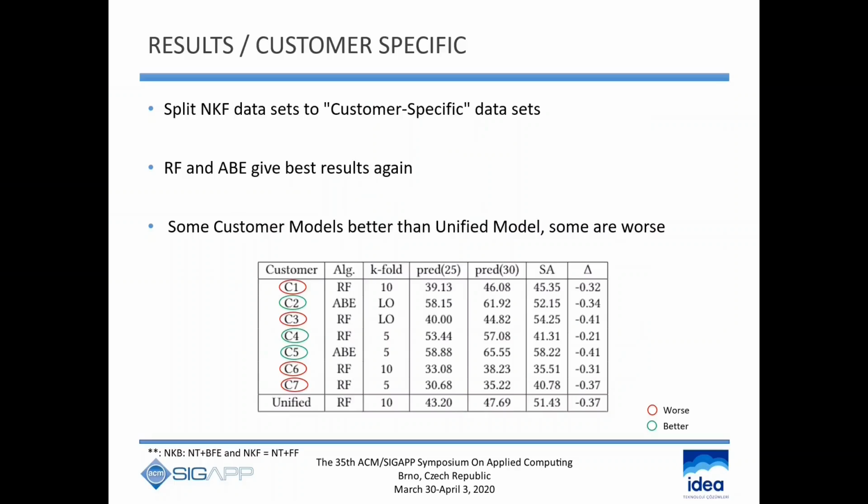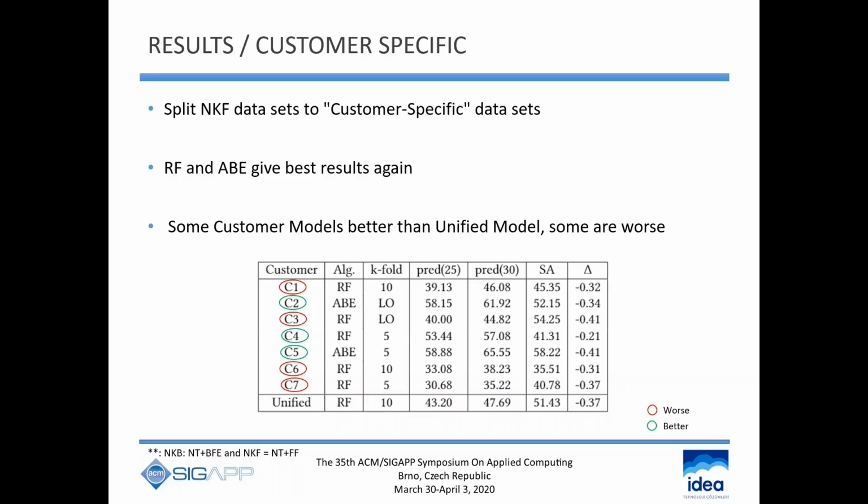We also built customer-specific models. Our purpose here is to make specific prediction models for each individual customer. They are trained only by their customers' requests. For the customer-specific model, we split the NKF datasets for each individual customer. We basically picked NKF because it gave the best result for the unified model, so we decided to use it for our customer-specific models. If you look at the figure, random forest and analogy-based estimation give the best results, similar to what we obtained for the unified model.